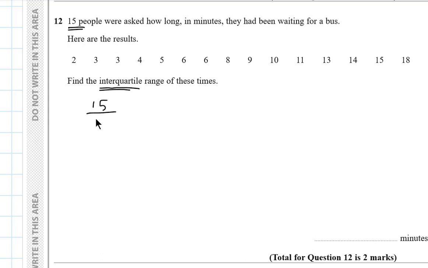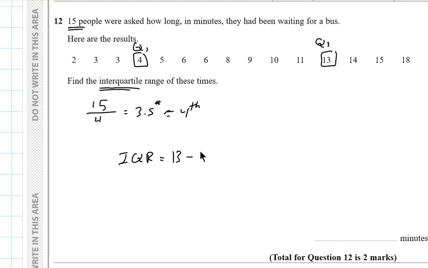Since we have 15 people, divided by 4, we will have 3.5, okay? This is the order of the first quartile, which will be the fourth. So if we count 1, 2, 3, this is the first quartile. And also we can take the fourth from the back. 1, 2, 3, okay? This is the third quartile. And the interquartile range will be 13 minus 4. That's it, okay? The answer should be 9.